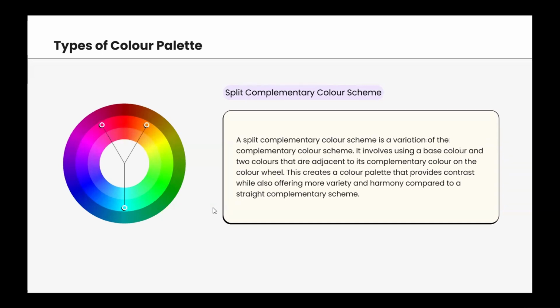Split complementary colors are picking two colors that are beside a complementary color in the color wheel. For instance, cyan is this, and the complementary color to cyan is actually red. So picking the two colors beside it to create a color palette would mean you're creating a split complementary color scheme. They also provide contrast, and they offer more variety as compared to complementary colors, which would actually be just two colors. But when you have a split complementary color, you can create varieties of colors in the color palette.